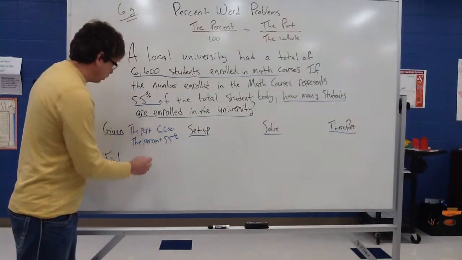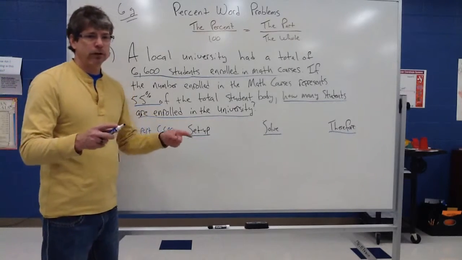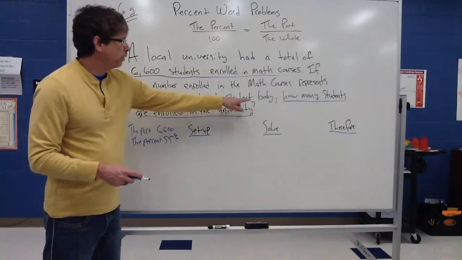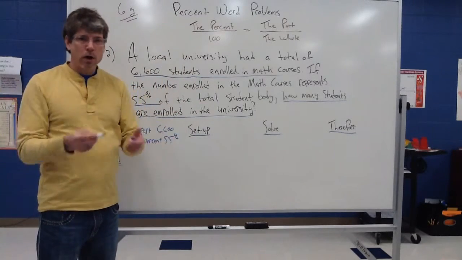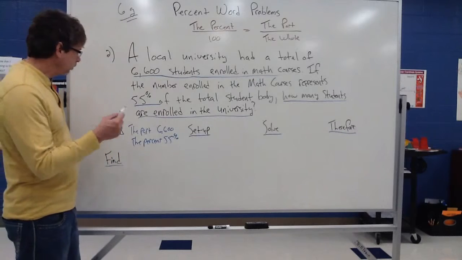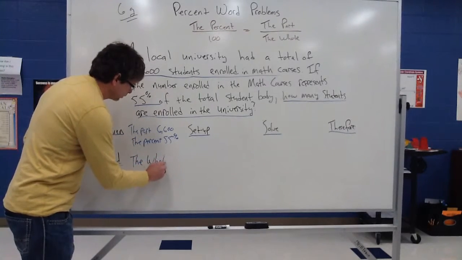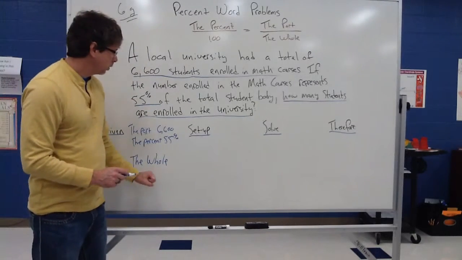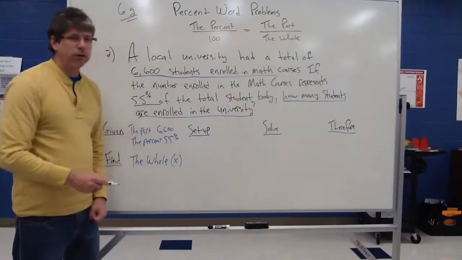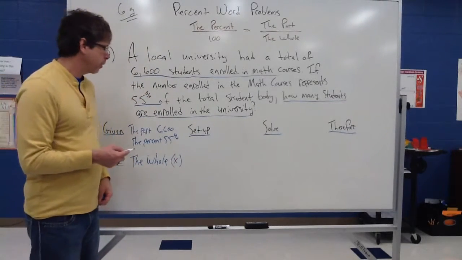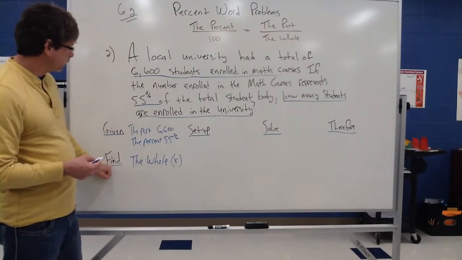So what we're asked to find again is how many are enrolled in the university. And again, that's the total student body. So that implies the whole university. So we don't know the whole in this problem. So what we're looking for is the whole, which since that's what we're looking for, we can use the letter x to represent that. So we know what we're given, we know what we're looking for.